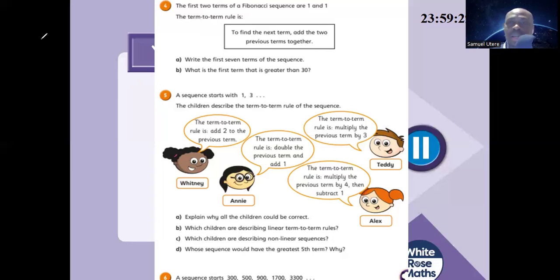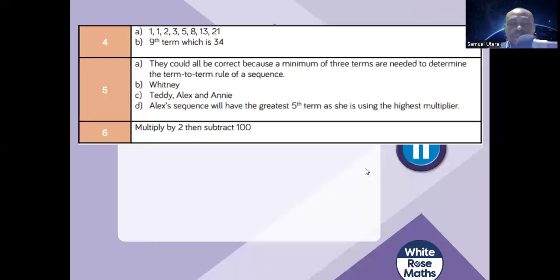Okay. All right. Let me show you the answer so that you can actually mark your work and then learn from your mistakes. We're always learning. Even Mr. Oteri learns every day. So here are the answers. Mark your work, please.